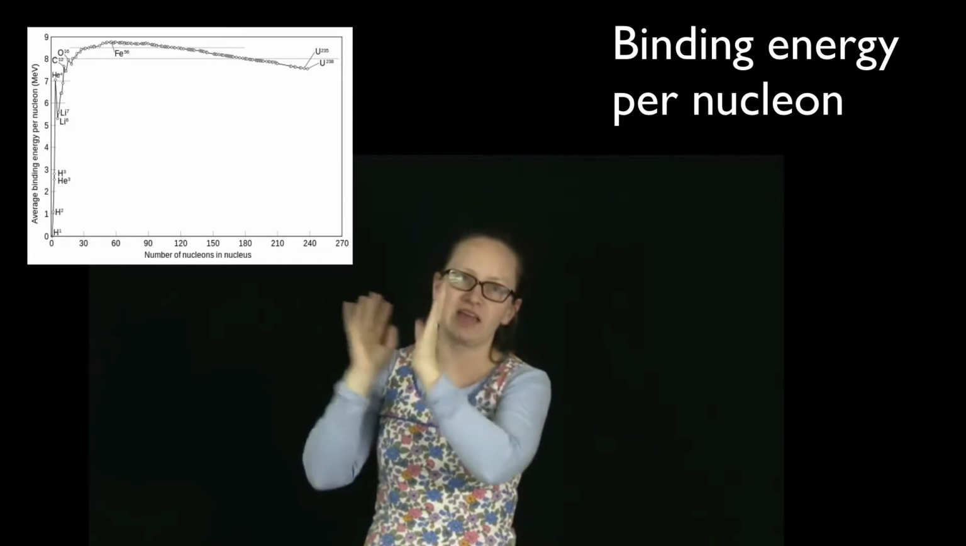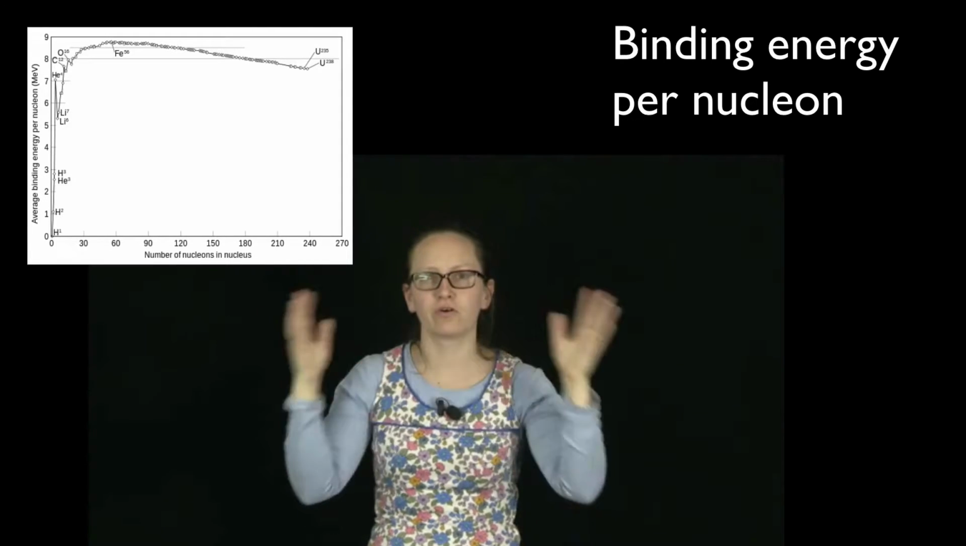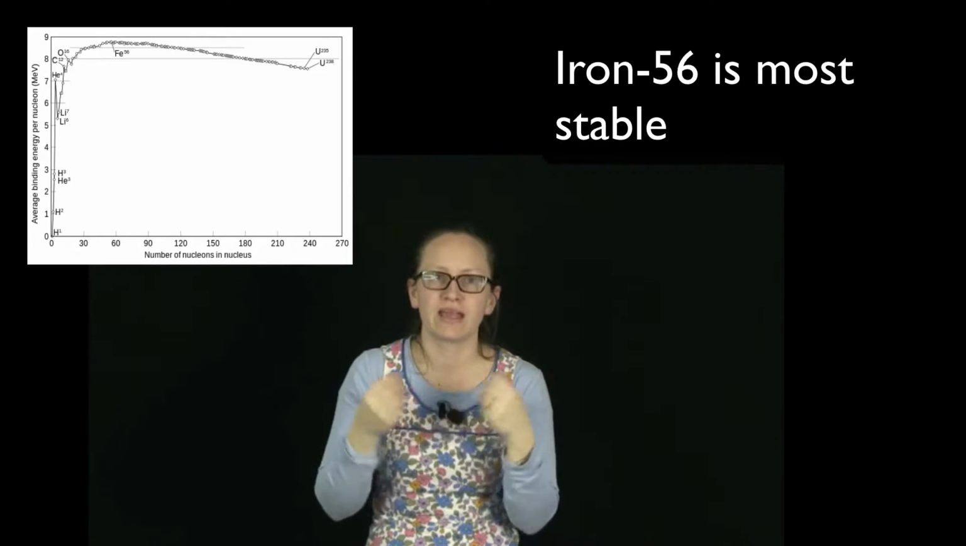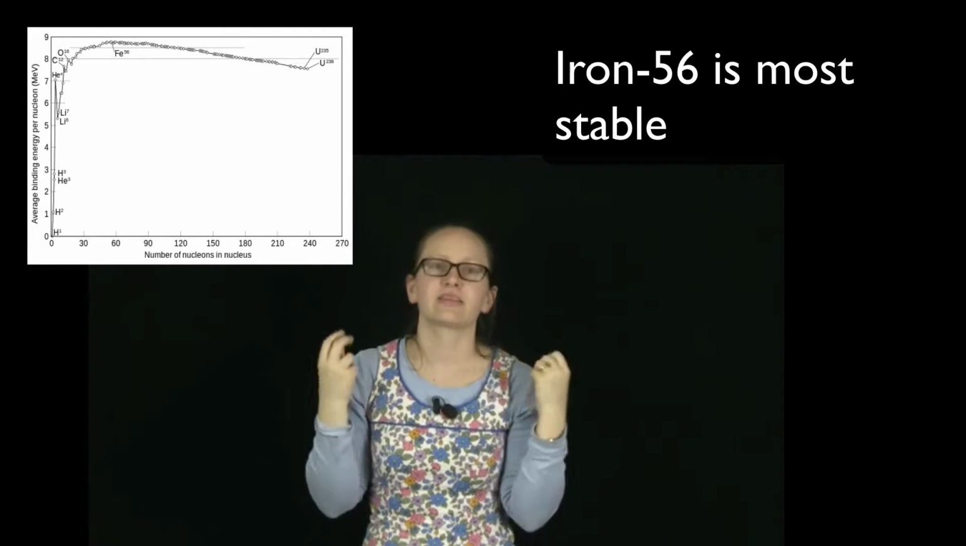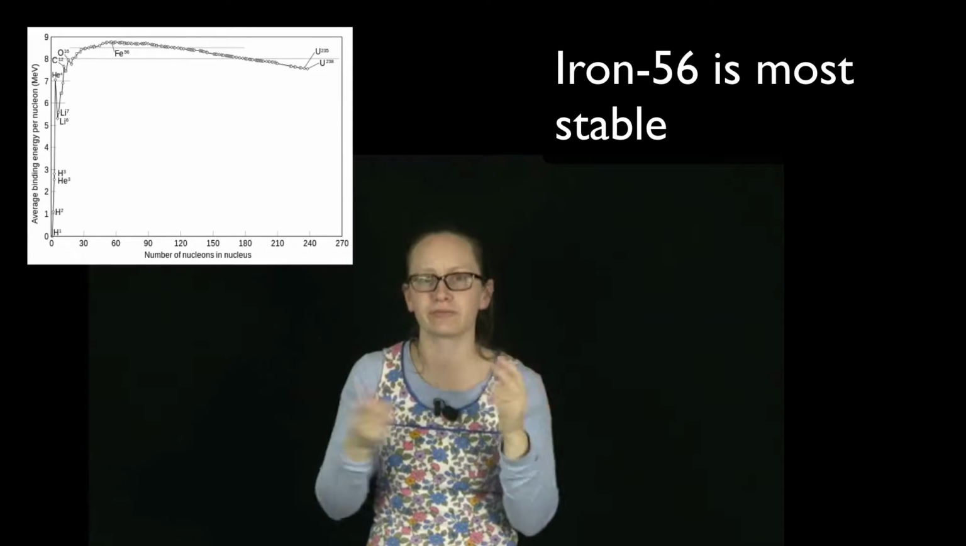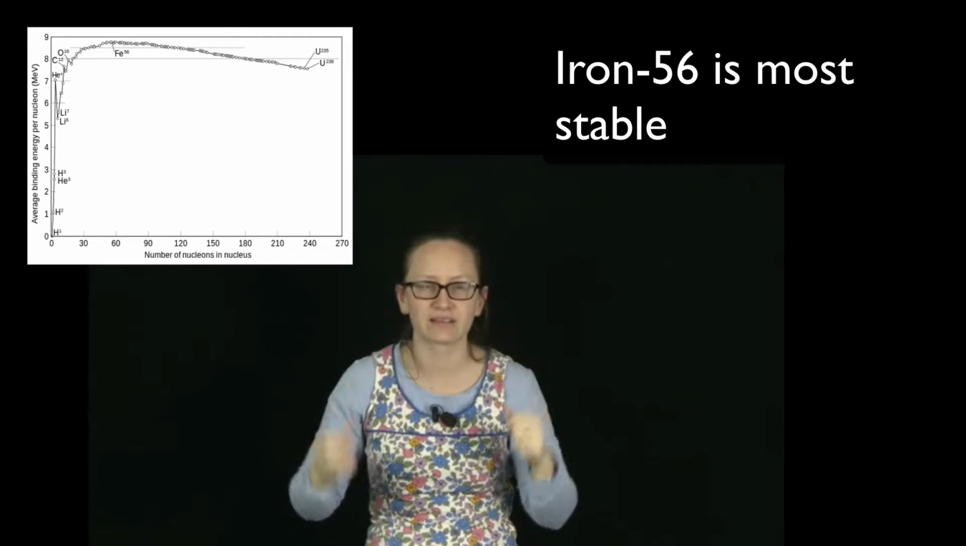So this graph here shows the binding energy per nucleon for all the different elements and isotopes. So the most stable isotope is iron 56. This has the highest binding energy per nucleon, and so per nucleon we have to put in the most energy to pull iron apart. So basically all the elements would really like to be iron. They all want to be as stable as possible.